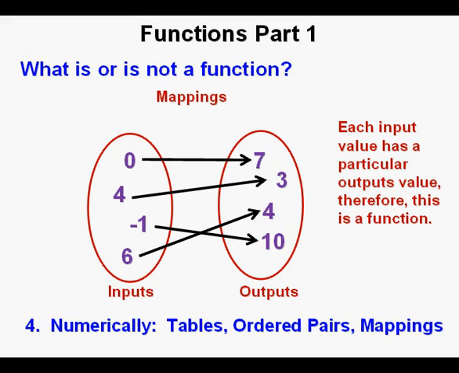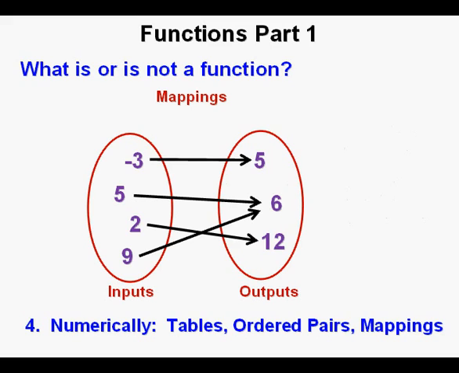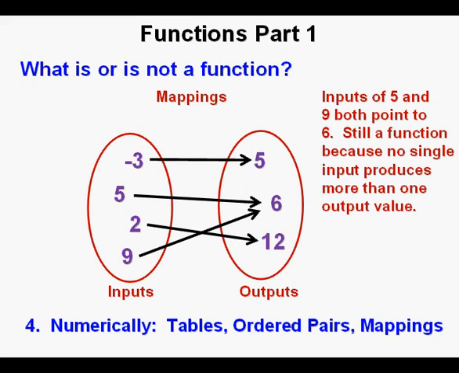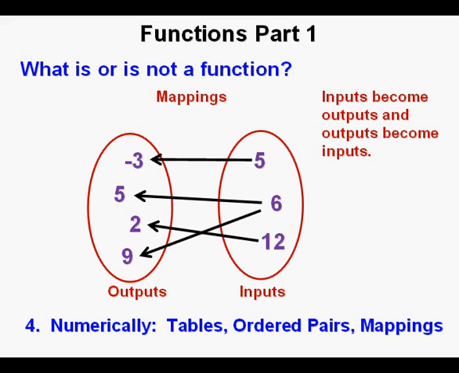Here's yet another mapping. In this example, both the input values of 5 and 9 point to an output value of 6. But this is still a function because we don't have a single input value going to different output values. Let's take these same input and output values and turn them around.